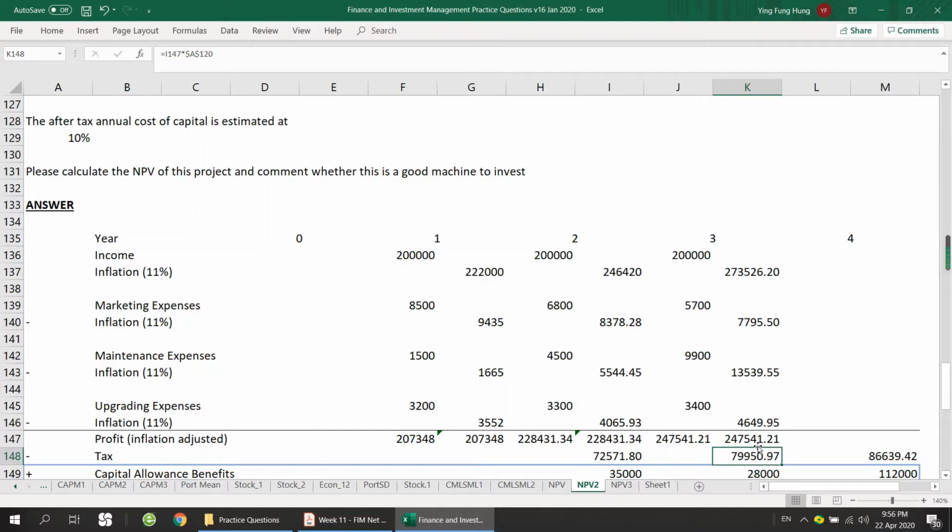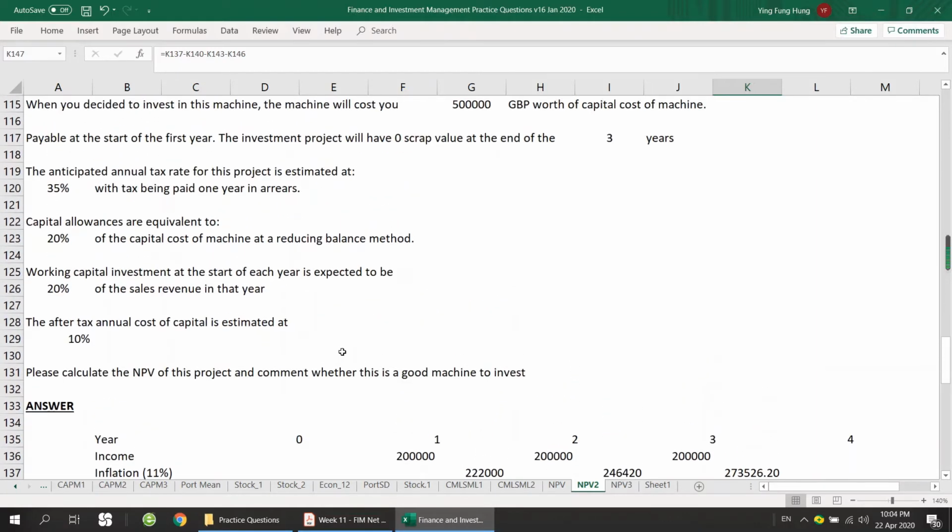247.54121 thousand. After calculating the profit, the next step we have to calculate for the tax. So from the information we know that the tax rate is going to be 35%, and we have to pay the tax 1 year in arrear, which means 1 year later.